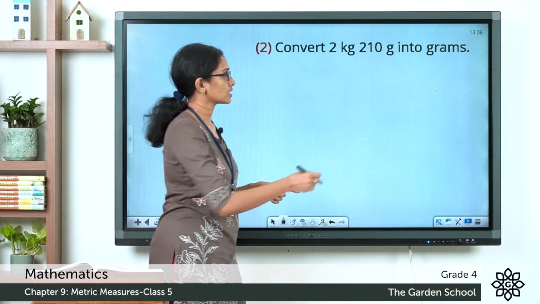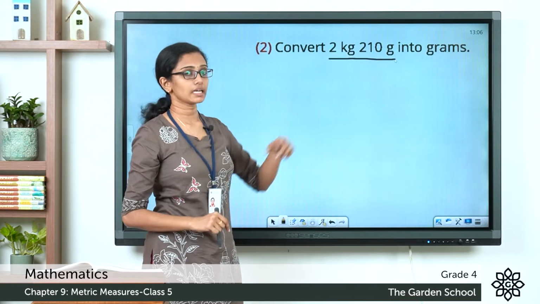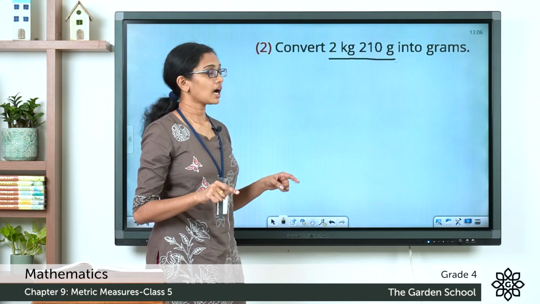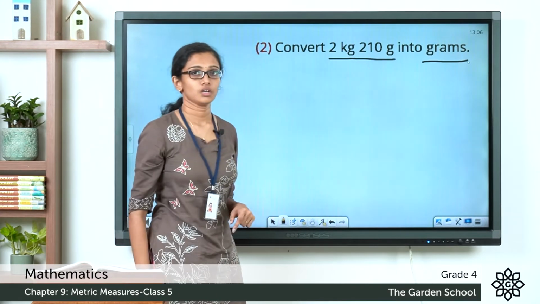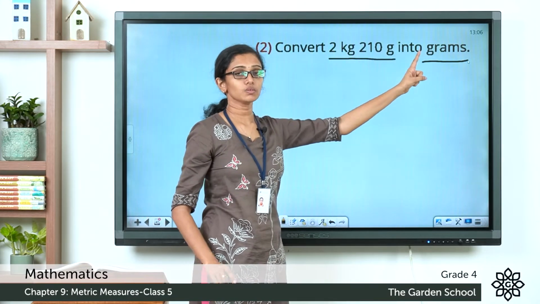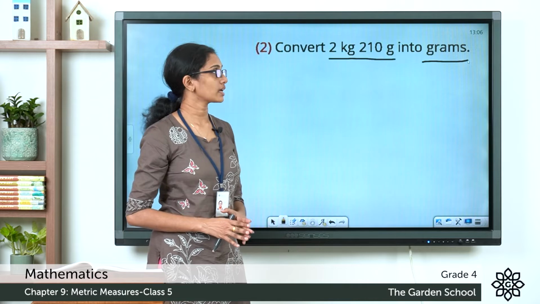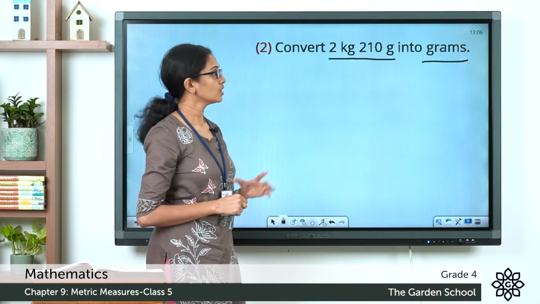So here in the question we have got a measurement which is a combination of kilograms and grams. We are asked to represent it in terms of grams alone. Here we have got kilogram as well as gram, but we have to change it to grams alone. So how do we do that? We have to change everything in the question into grams.